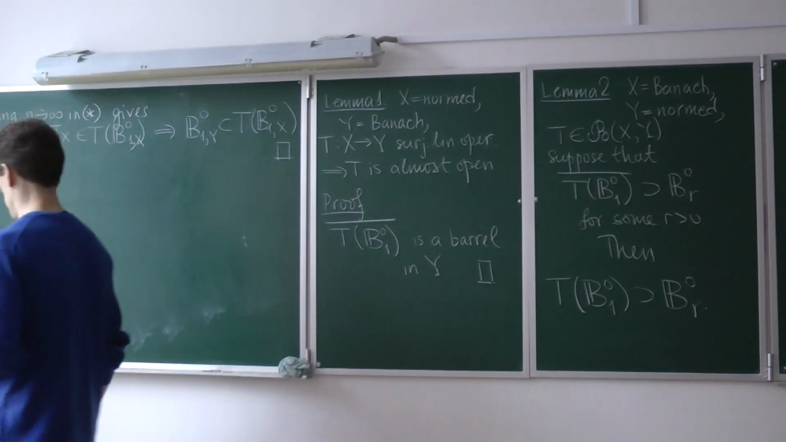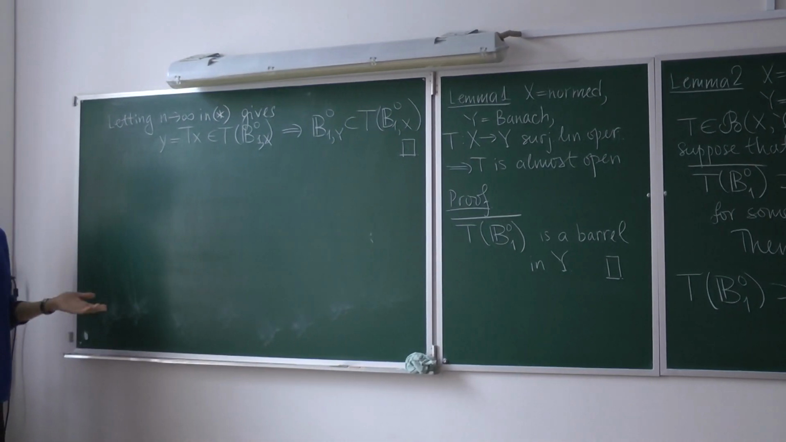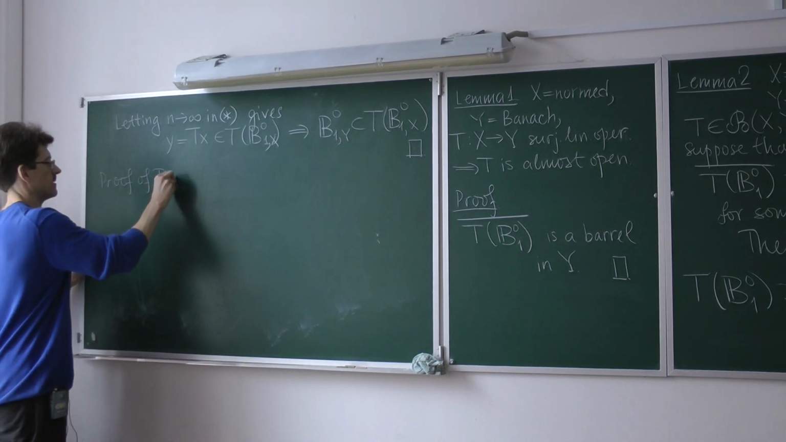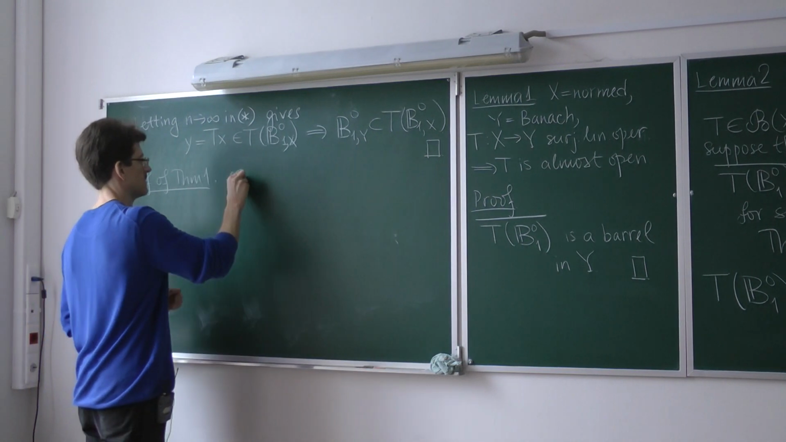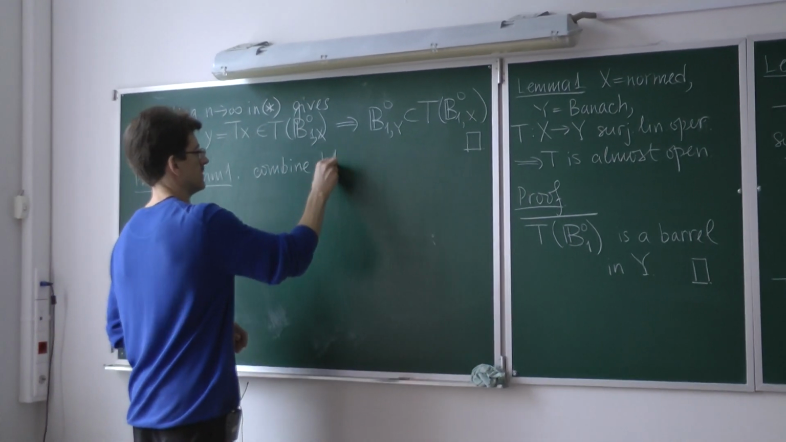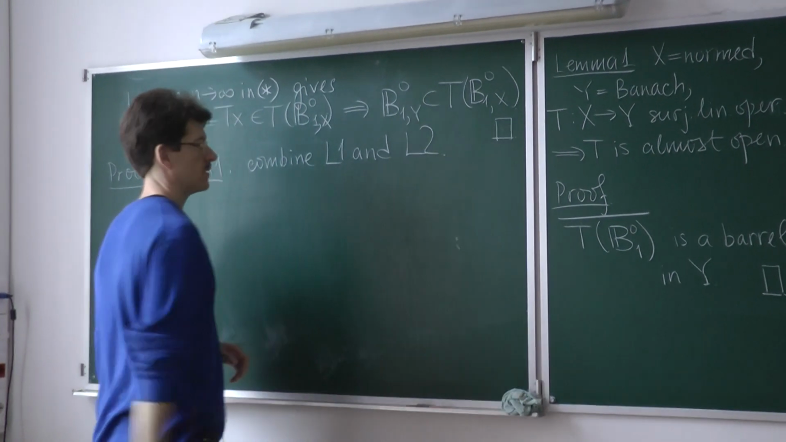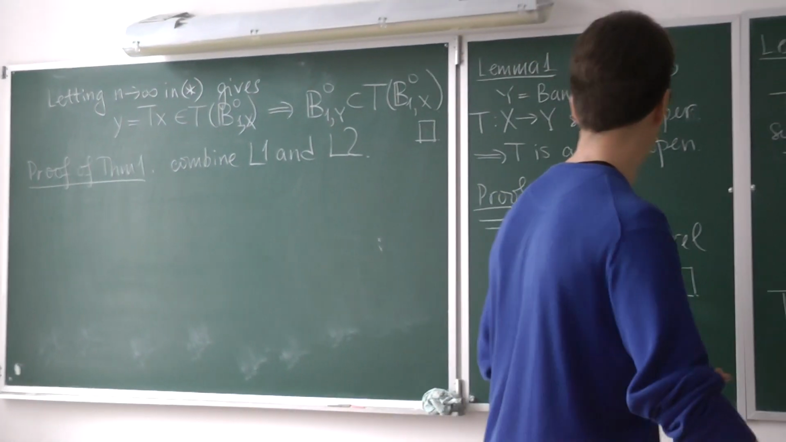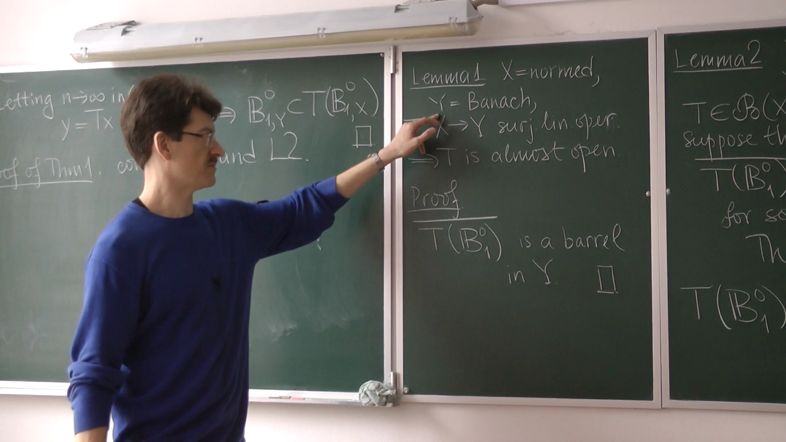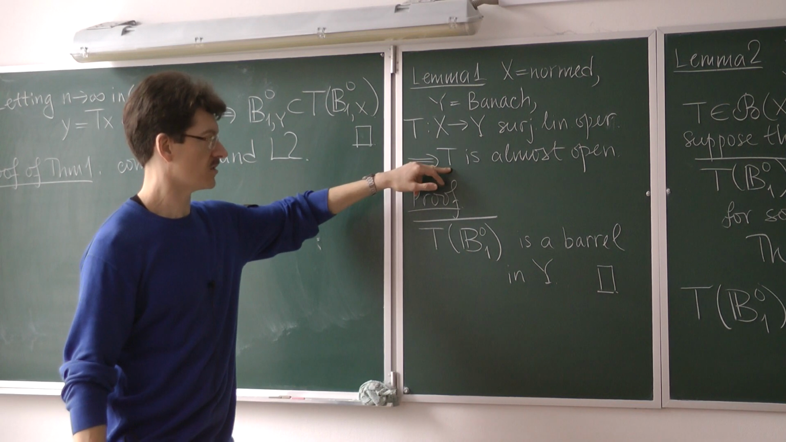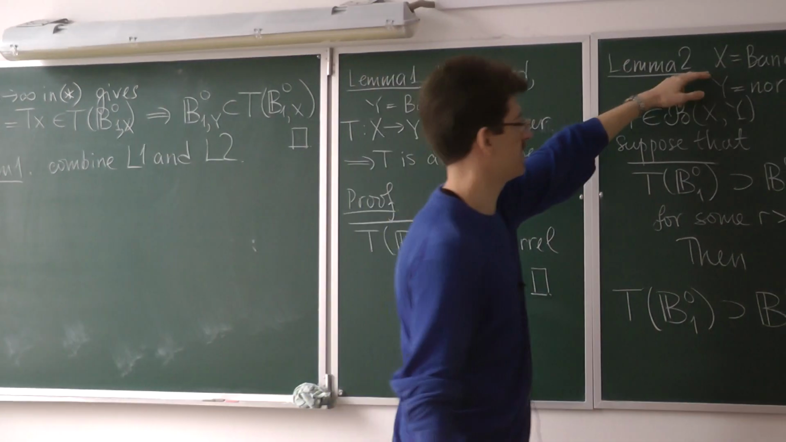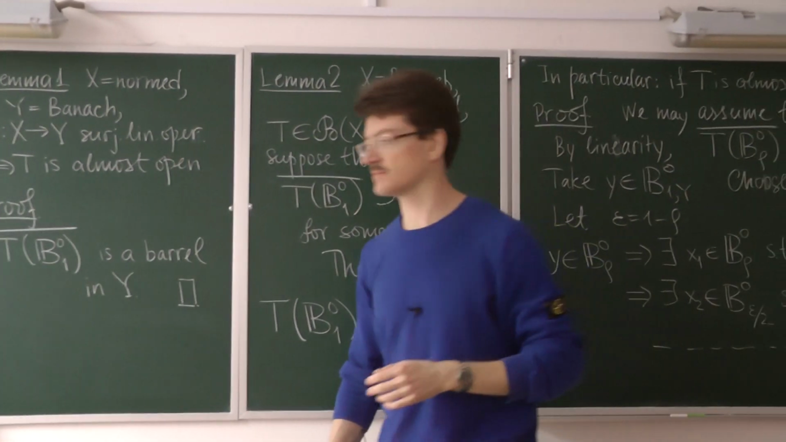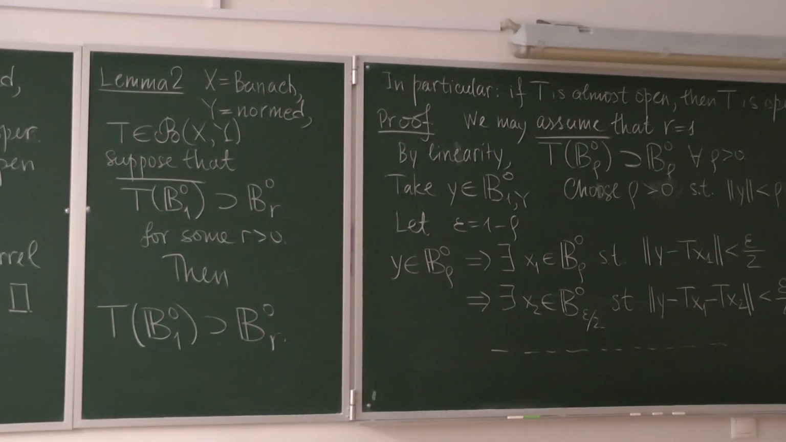Okay, now to prove the open mapping theorem, we simply combine lemma 1 and lemma 2. So if T is a surjective operator from X to Y, then since Y is a Banach space, lemma 1 implies that T is almost open, but X is also a Banach space. Now we apply lemma 2, and we conclude that T is open.